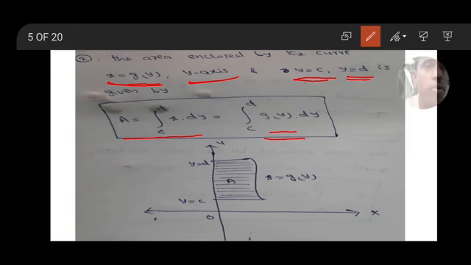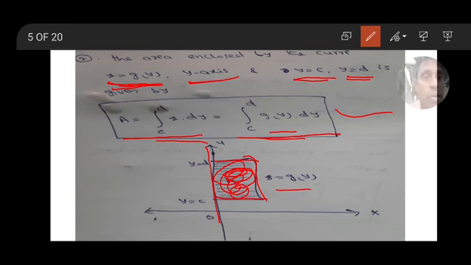If you observe, x equal to g of y means this curve, and the y-axis, and y equal to c, y equal to d. The area bounded by these has the formula integration c to d x into dy or integration c to d g of y dy. Here the boundary is with the y-axis.